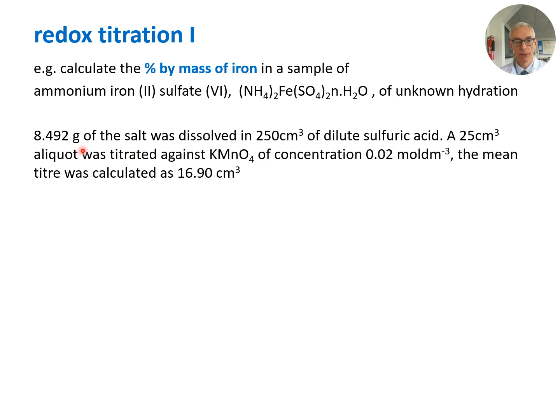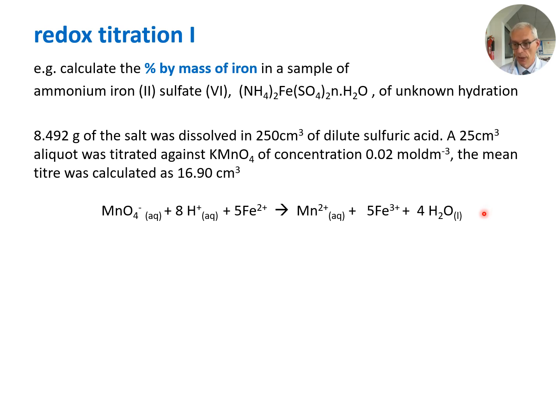So 8.492 grams of the salt was dissolved in 250 of dilute sulfuric acid. A 25 centimeter cubed aliquot, that's a measurement using the volumetric pipette, was titrated against the potassium manganate 7 at 0.02 moles per decimeter cubed. The mean titer was calculated as 16.9 centimeters cubed. We need the balanced chemical equation.